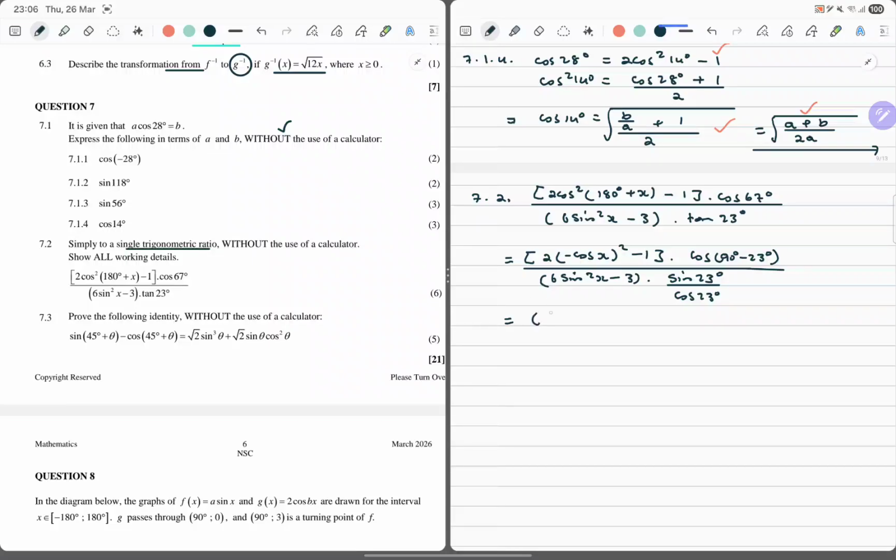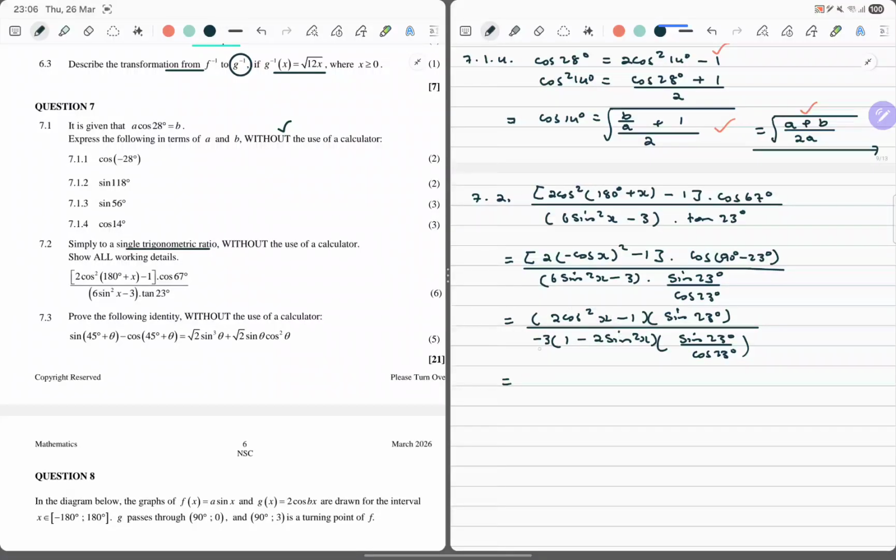So of course, guys, once we sort this out, we're going to get ourselves a 2 cos squared x minus 1 times, this simplifies to sine 23 degrees, all divided by, now we can see that this looks like that. If we take minus 3 out, we end up with 1 minus 2 sine squared x, into sine 23 degrees over cos 23 degrees. Great stuff. We sorted out.